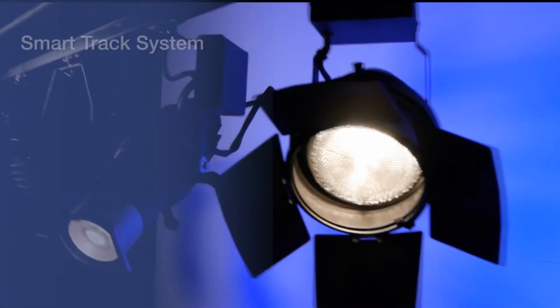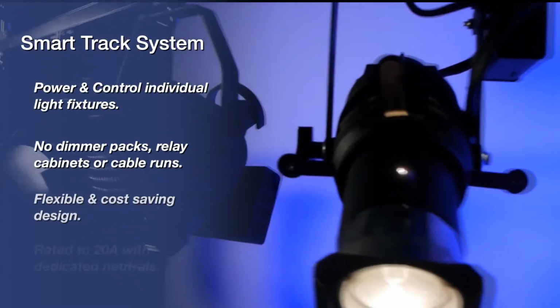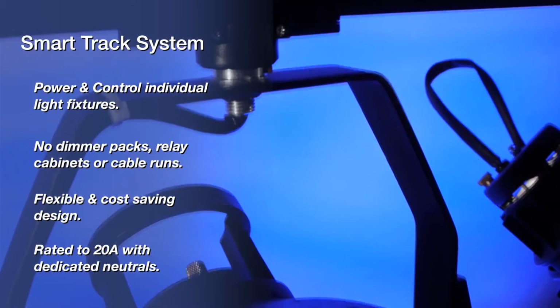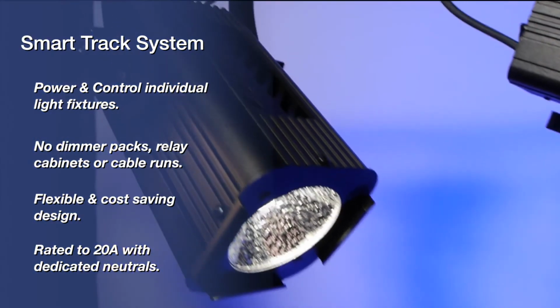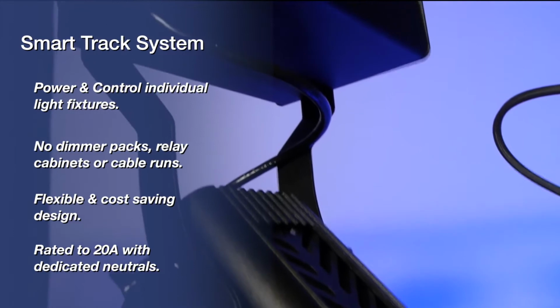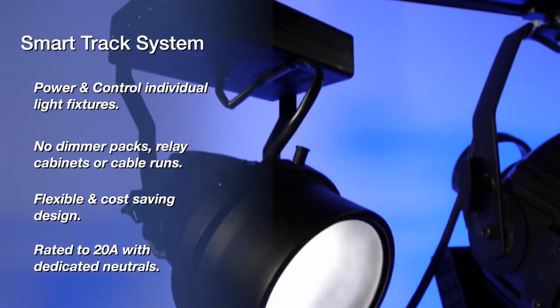I would like to introduce you to the SmartTrack lighting system by Altman. Altman's SmartTrack system is a revolutionary way to power and control individually addressable lighting fixtures without the need for dimmer packs, relay panels, and bulky cable runs. SmartTrack's flexibility and cost-saving design make it the solution for any application, including retail, museums, restaurants, houses of worship, and entertainment venues. SmartTrack is a specification-grade two-circuit track and data system.